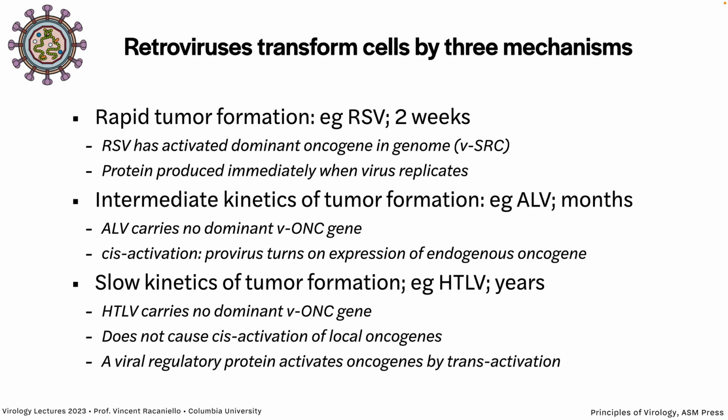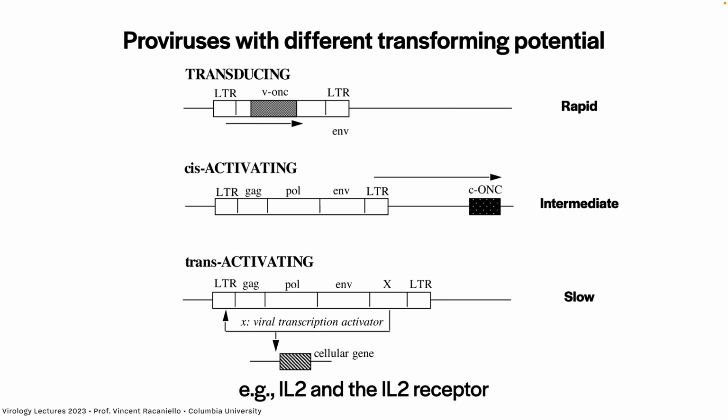So the three different kinds, and here are just diagrams to show that. Rapidly transforming cells, the virus genome carries an oncogene. Intermediate transformation, where the retroviral genome, the provirus, integrates next to an oncogene, and the promoter in the right-hand LTR turns on transcription of the oncogene. And finally, the transactivating, there's no oncogene in the genome.